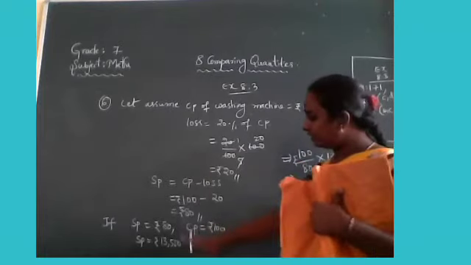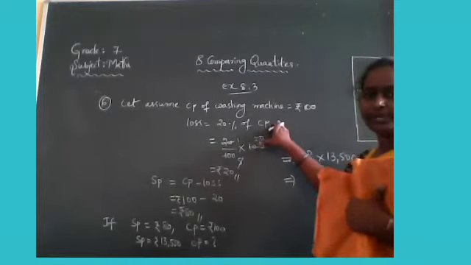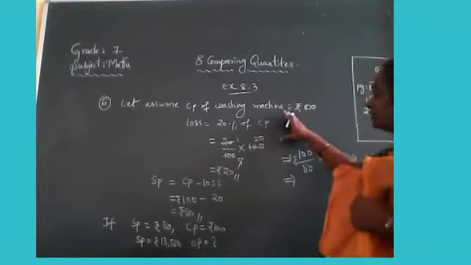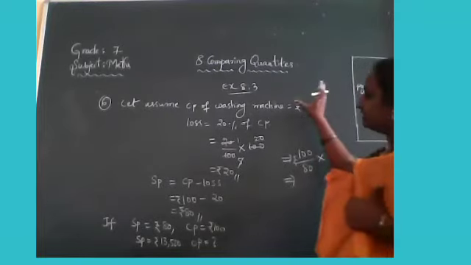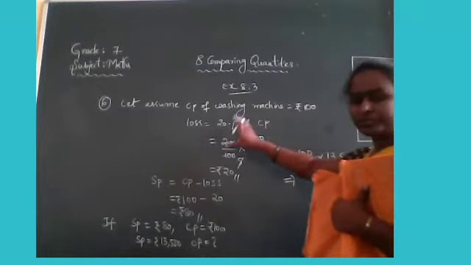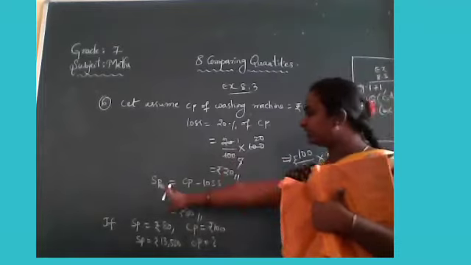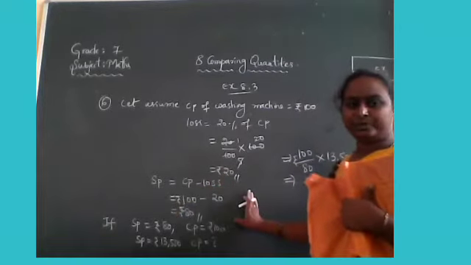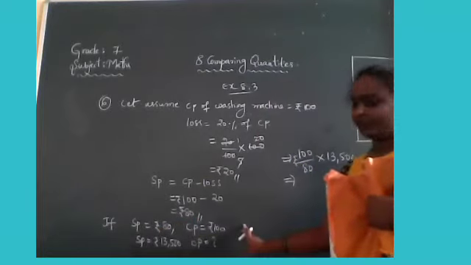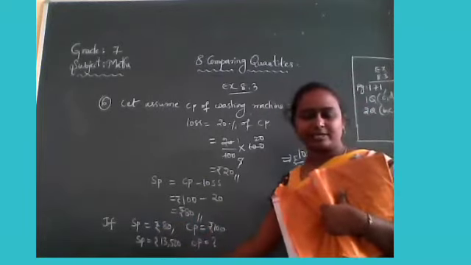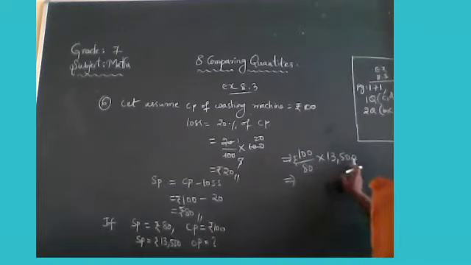She got a 20% loss on CP, but we don't know the CP. That's why we take 100 rupees. If the washing machine cost 100 rupees, then she got a loss of 20% of CP, so the loss is 20 rupees. Then what is the selling price? 80 rupees. If the selling price is 80 rupees, the cost price is 100 rupees. If it is 13,500, what is the cost price? 100 by 80 into 13,500.